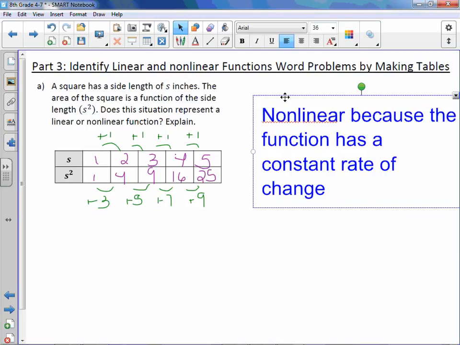So nonlinear because the function does not have a constant rate of change.